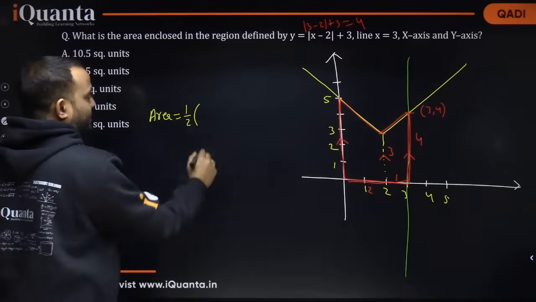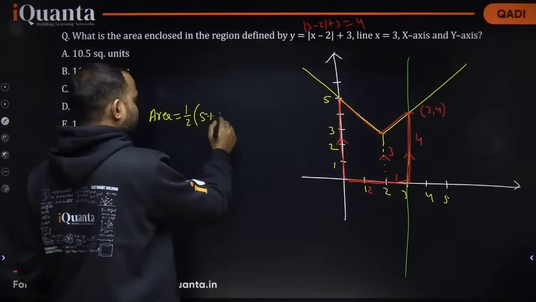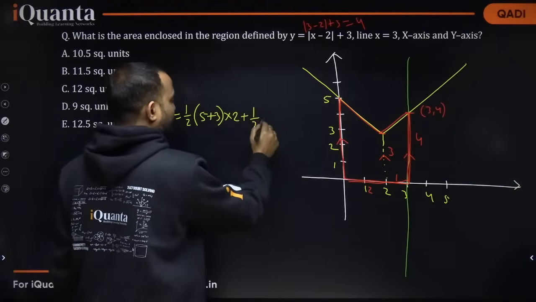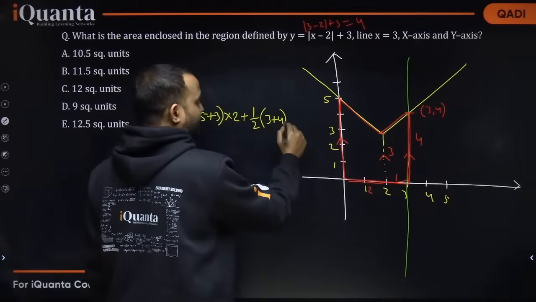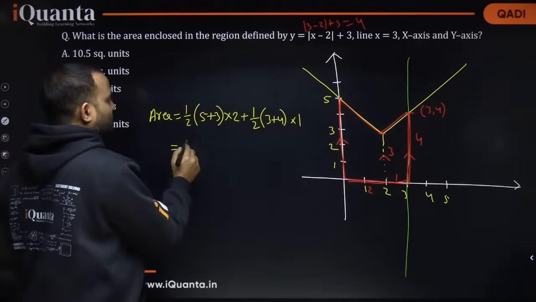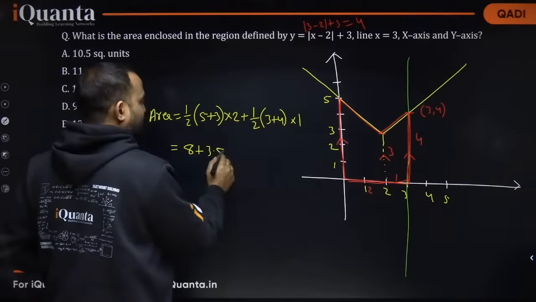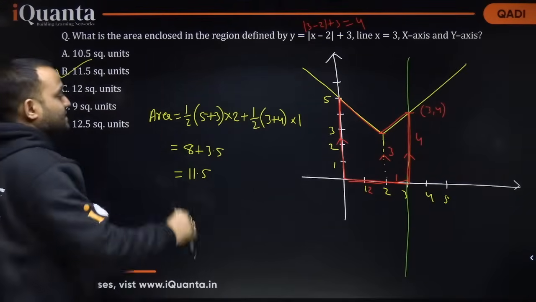Half into the sum of parallel sides 5 plus 3 into the height, which is 2, plus half into the sum of parallel sides 3 plus 4 into the height, that is 1. So we are getting here 8 plus this will be 3.5. So we are getting 11.5 square units. That is option B.